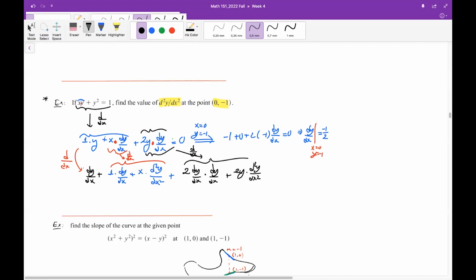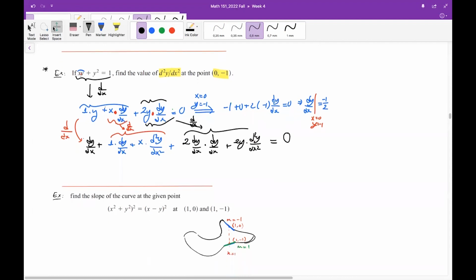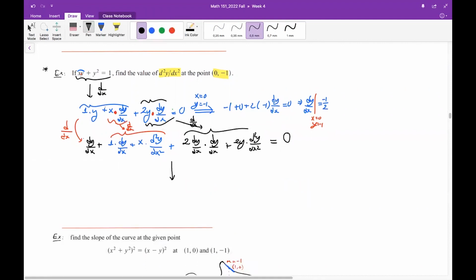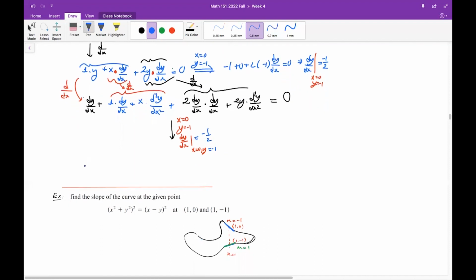If you differentiate once more with respect to x, obviously on the right hand side you have 0, still 0. Now we will insert the given information into this equation. What do we know? x is 0, y is -1, and the first derivative dy over dx, if x is 0 and y is -1, what is that? We just solve for it as -1/2. So this is -1/2. Let's insert all those values into our expression.